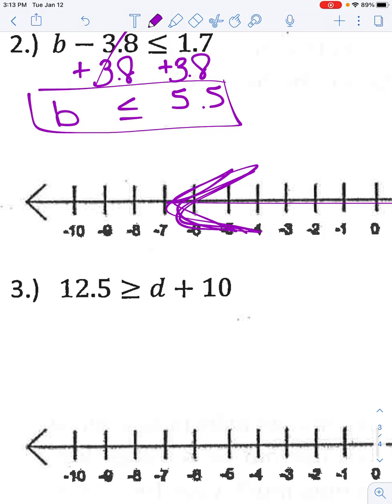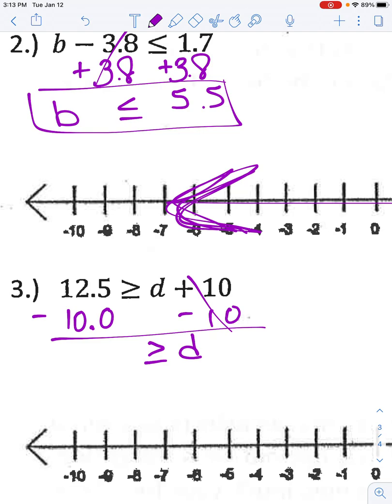Number 3, pay close attention right off the bat. You should see that the variable is on the right side, and we said that was a no-no. We're going to solve it first, subtract 10 from both sides.